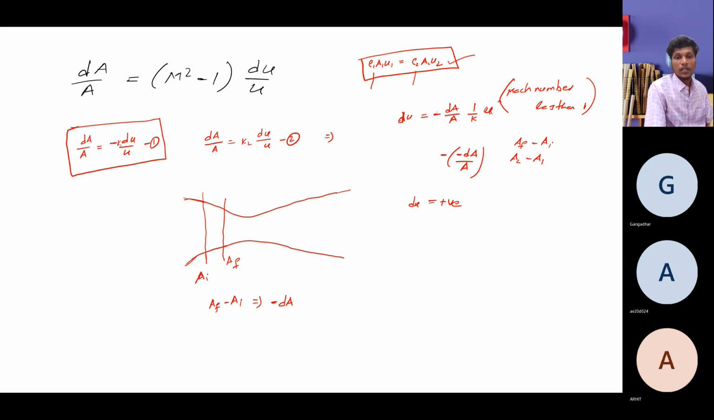My initial area is this one, AI. I'm taking two areas, and the final area is this one, AF. AF minus AI. If my final area is less than the initial area, what will I get? A negative value or a positive value?